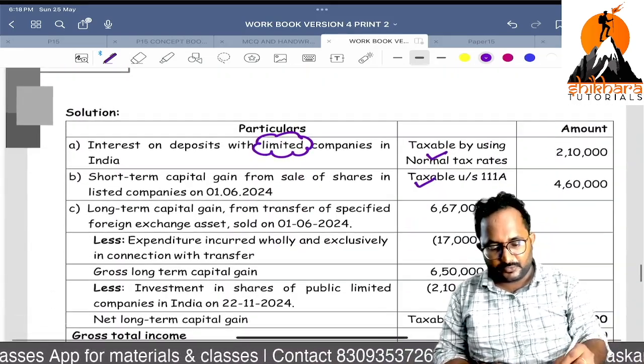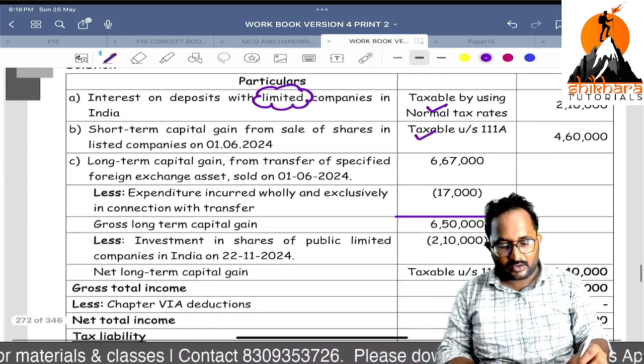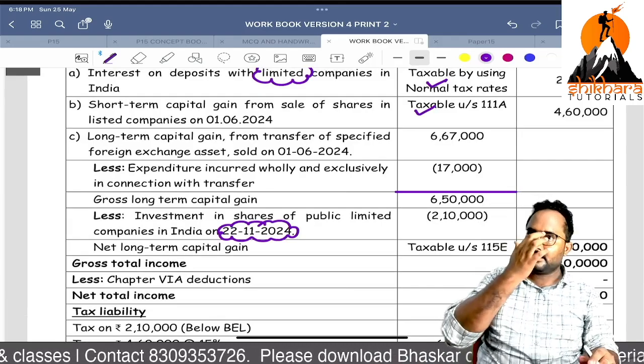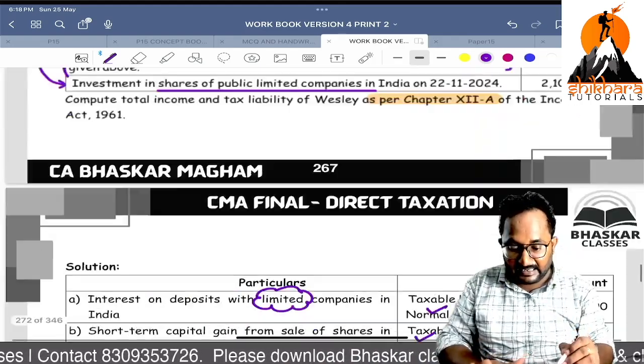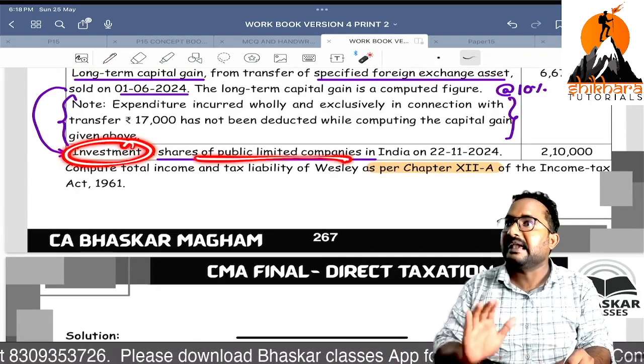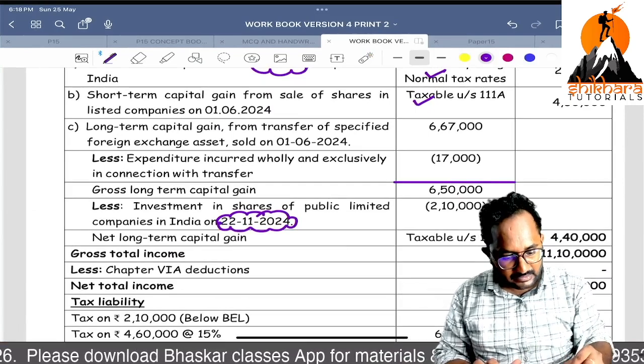So these two things if over, then transfer expenses you can remove, ma. This is what amount, ma? Gross long-term capital gain. Within 6 months, if you are invested again in that, what, ma? Investment is done, not investment income. It is again you are invested in these companies for getting that exemption. Can you tell me how much exemption we can get, ma? 2,10,000.